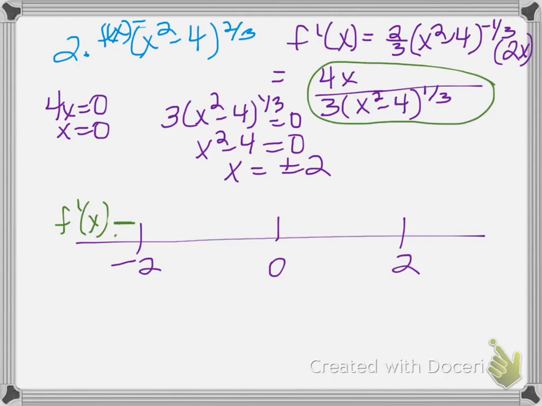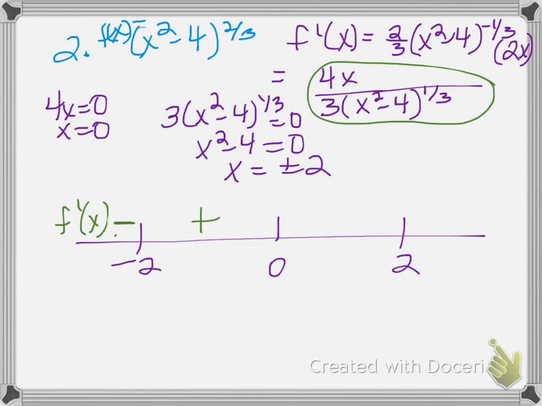Alright, if I plug in a negative 1, the top will be negative. The bottom, negative 1 squared would be positive 1. Positive 1 minus 4 is negative 3. Negative 3 to the 1/3 would be a negative number. So it looks like we have a negative over a negative, so we get positive.